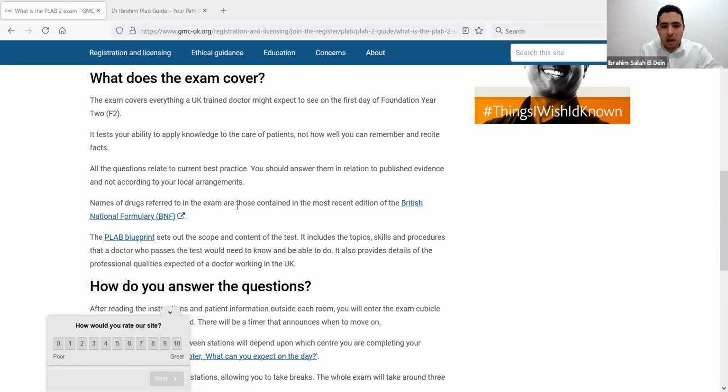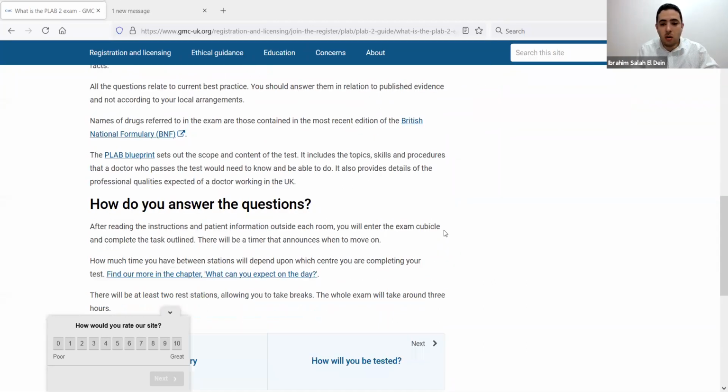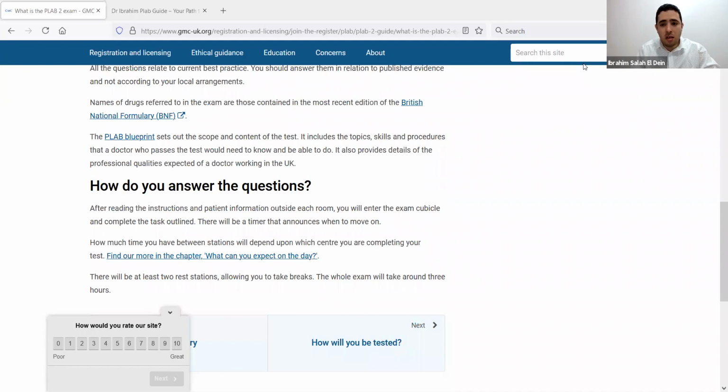Names of drugs referred to in the exam are those contained in the most recent edition of the British National Formulary, the BNF book. Actually, in all stations in the exam, you will have this book, okay? But just because you see this book in all stations, don't realize that you need to open this book in this station. No, it is a false belief, and also it is a very avoidable mistake in the exam, because when you enter the cubicle, I will explain this in a minute, you will see this book, so you will think I should open the book in this station. Okay, no, actually they bring it in each station in case you need to know anything about medication, but it is not important to open it on each station.